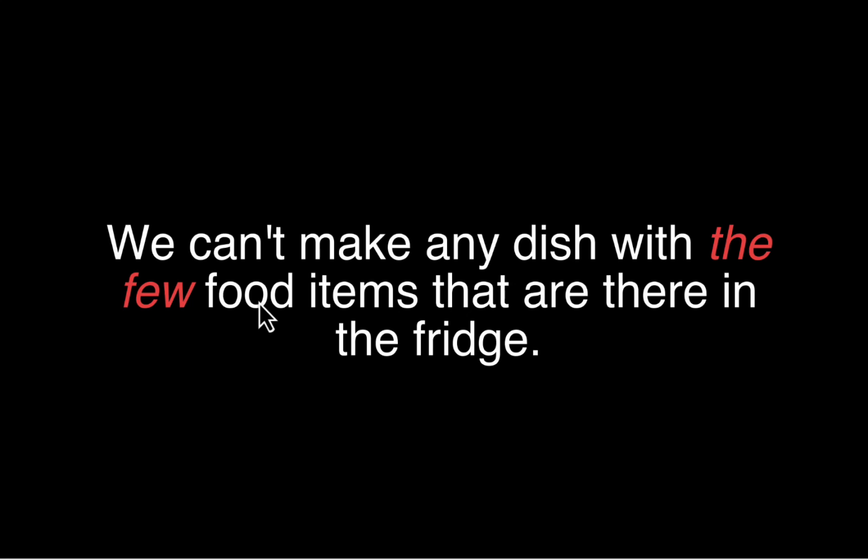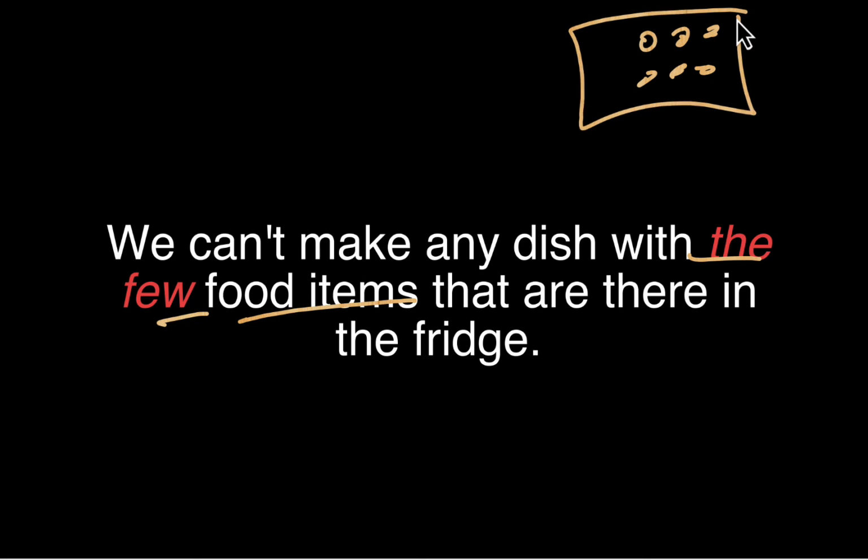Whatever the number of items that are there in the fridge, they're very small in number. So the few food items means all the items that are there in the fridge, but it also means it's small in quantity. It is not huge, right? The number is not big, it's small, but whatever, all of them. We can't make any dish with the few food items that are there in the fridge.